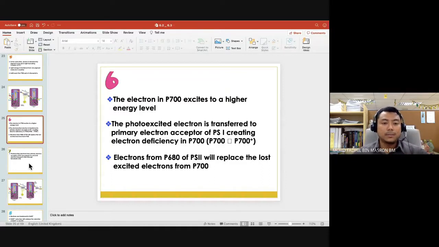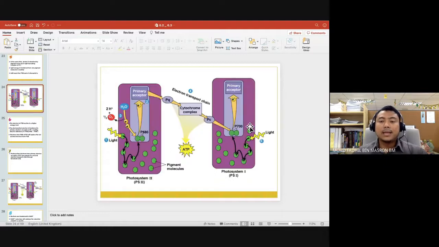Maksudnya macam ini. P700 ni kan dah hilang elektron dia tadi kan, dia excited to high energy level kan. Dia diganti oleh elektron yang datang daripada P680 ni tadi, daripada photosystem 2 ni tadi.